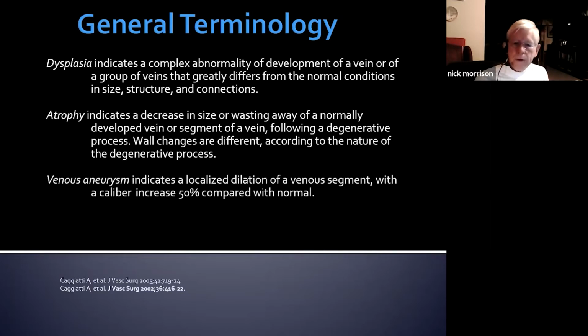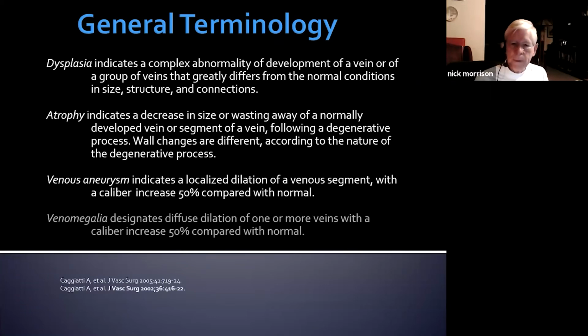And a venous aneurysm indicates a localized dilation of a venous segment with a caliber increase of 50% compared to normal. This is a bit controversial because this definition essentially has been taken from our arterial side, and it may not be completely accurate, but at least that's what we have to work with at the present time. And venomegalia designates diffuse dilation of one or more veins with a caliber increase, again, 50% compared to the normal.